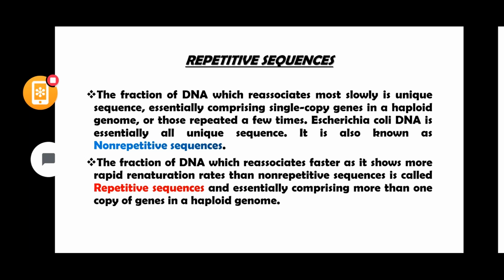And as I told you, obviously it is repeated many times in the sequence, so it will obviously consist of more than one copy, right? It will be present in more numbers in a haploid genome.